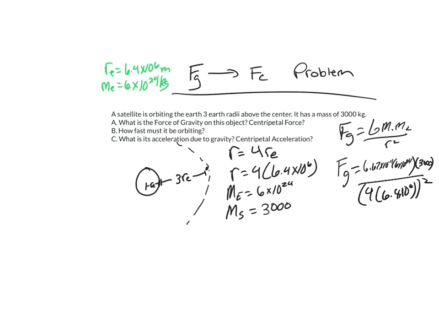So if I type this in, 6.67 e negative 11 times 6 e 24 times 3,000 divided by 4 times 6.4 e 6 squared, I would get that the force of gravity on the satellite is 1831 newtons.